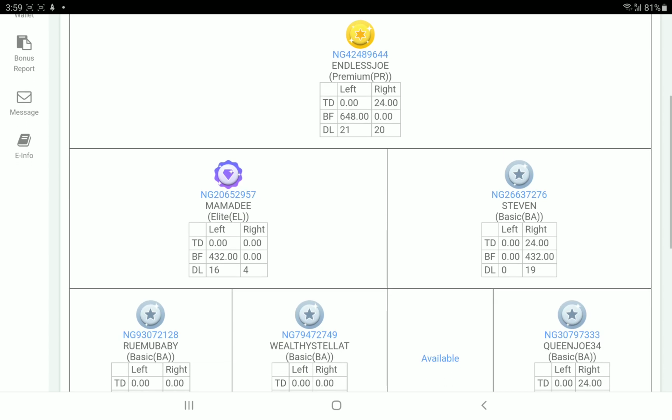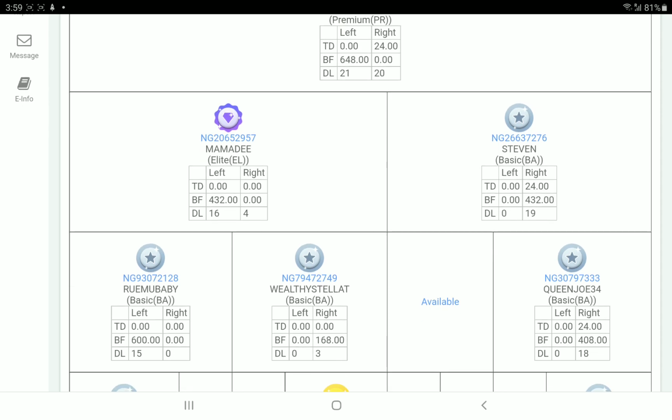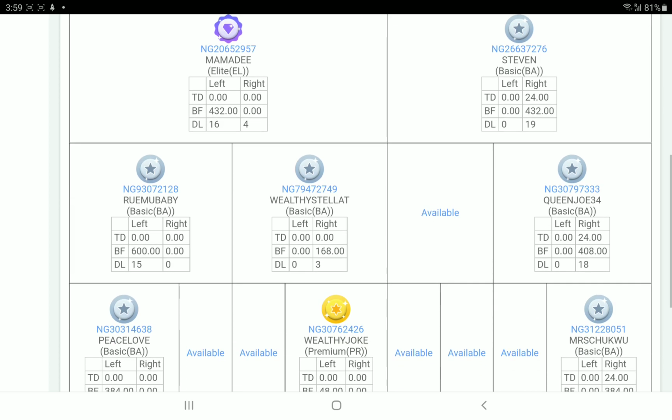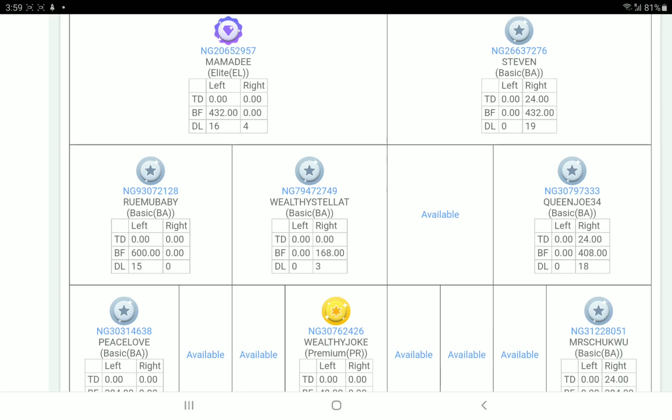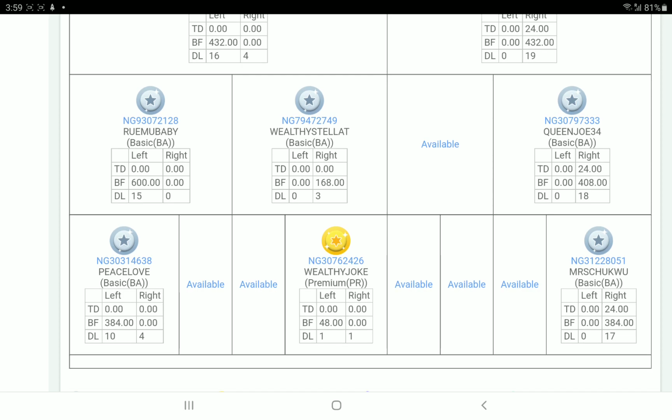Now if you look at the left, you see under Mama D you have Remo Baby, and you have Weddy Stellat. Now under Remo Baby you have Peace Love. If you notice, I'm talking about outer left now. So what you want, if you are doing a placement on the left, you focus on the left of the left, that is the outer left.